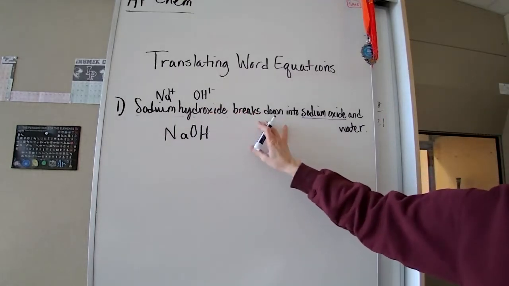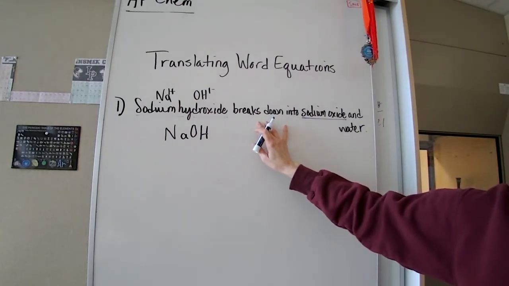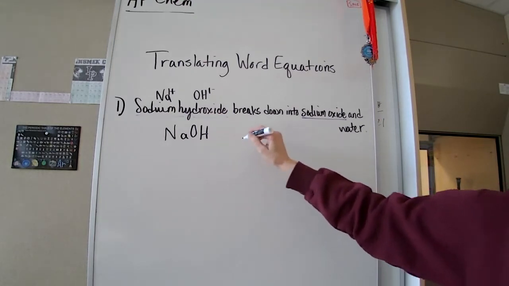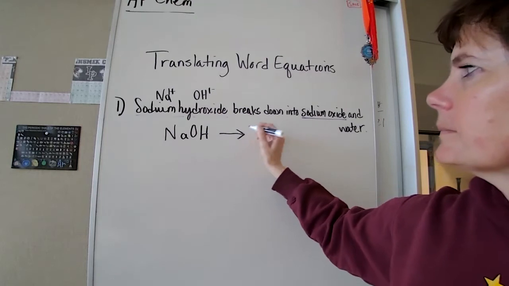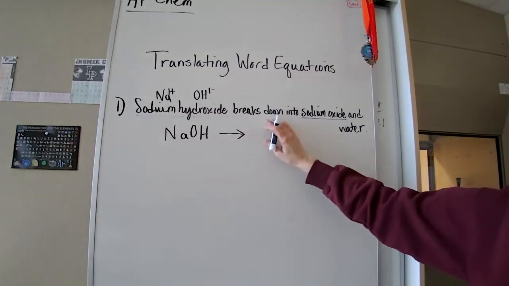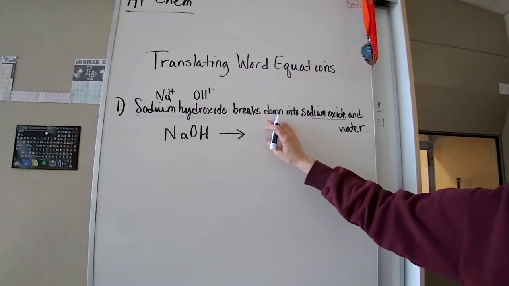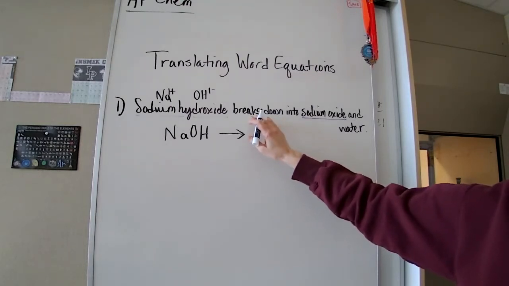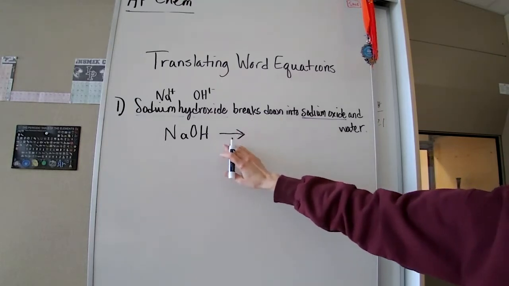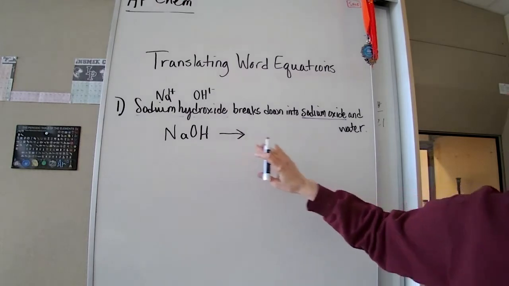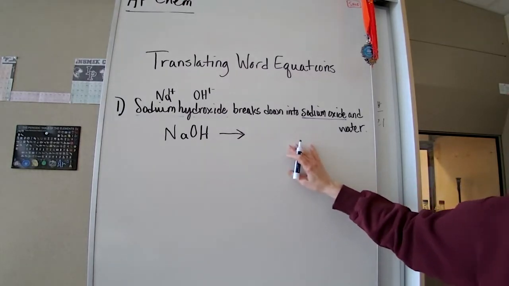The next part of this word equation, "breaks down into," is one of the ways that we can use the words that describe the arrow that goes between reactants and products. Another thing that will indicate that what you have as an arrow is "reacts to form" or "combines to make," something like that. So "breaks down into" indicates that these reactants then become the products.